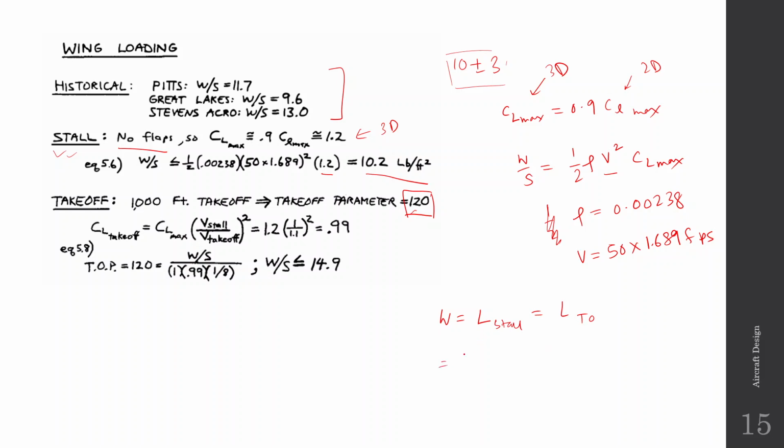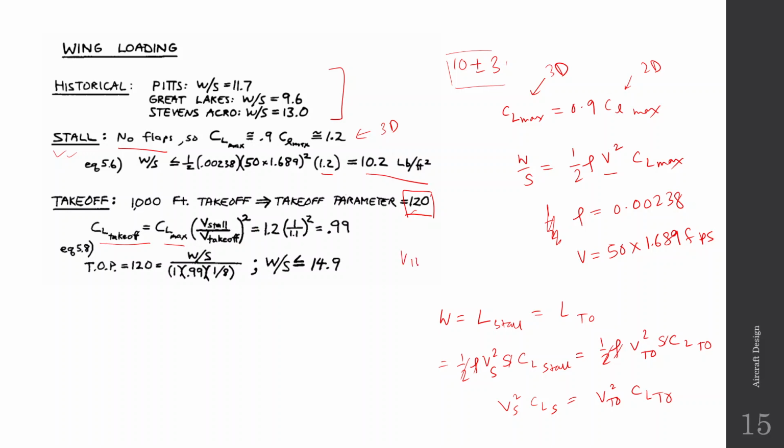So the lift at stall will be half rho V square S CL at stall, and this is equal to half rho V square S CL at takeoff. So if you cancel all these common terms, then you get Vs square CLS equal to VTO square CLTO. So from here you can find CLTO, which is CL max into (V stall by V takeoff) square.